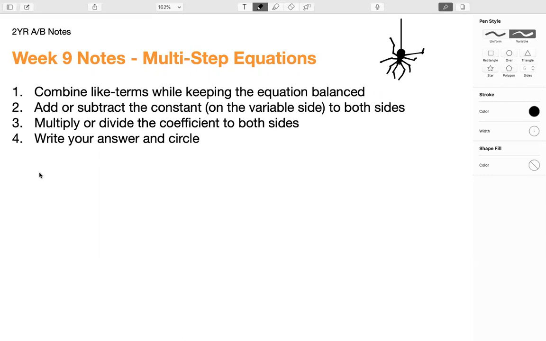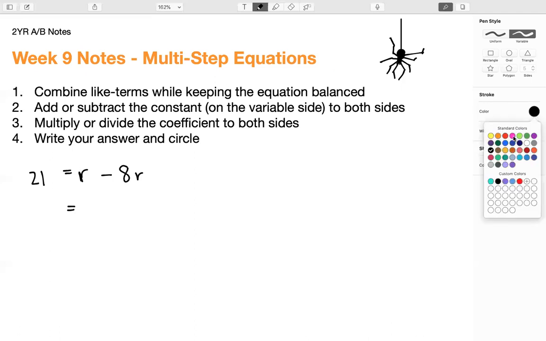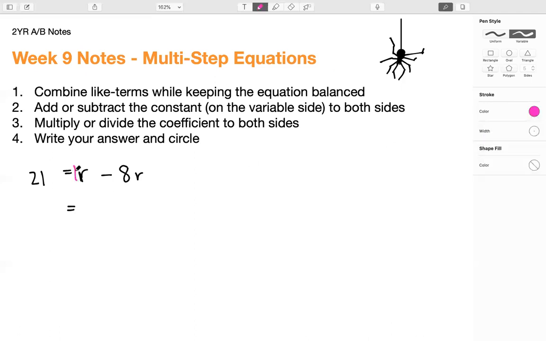First example, we have 21 equals r minus 8r. We have to solve for r. So the first step is to make that a little nicer. Combine like terms. On the right side, r minus 8r is really just 1r minus 8r if you think about it like that. 1 minus 8 is negative 7. So we have a negative 7r on the right side, and then we still have our 21 on the left side.